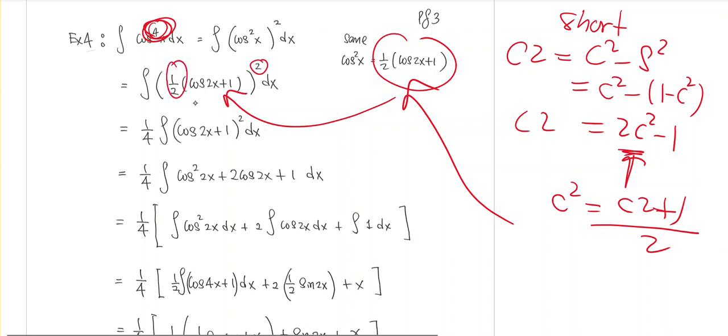So now we are squaring it. First I'm going to take the 1 over 2 squared out, so that's 1 over 4. Now we are squaring it, so we square this term and square this term. And the middle term is obtained by taking 2 multiplied with this, multiplied with this. That's the reason why we have that.